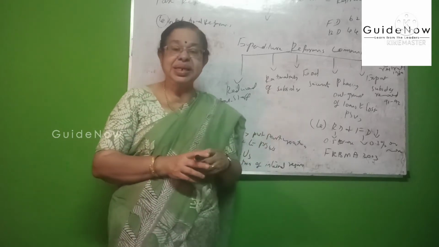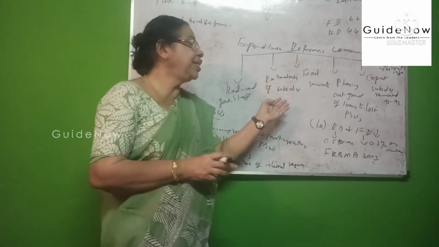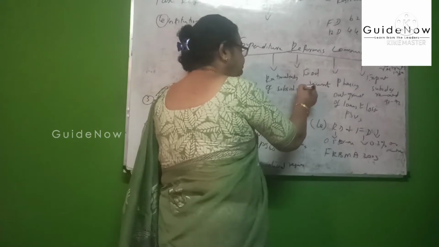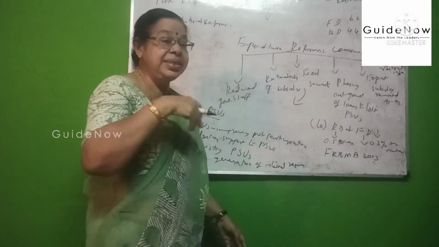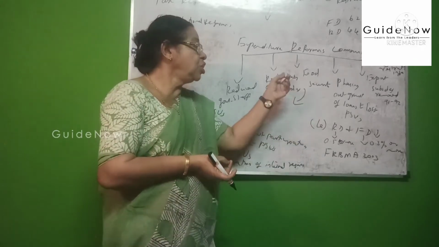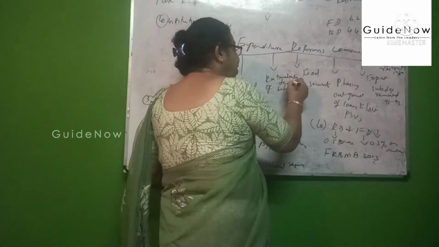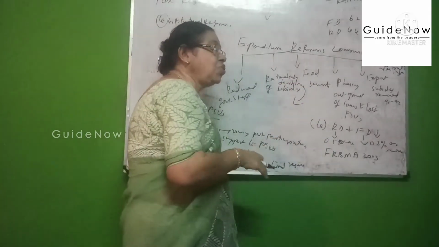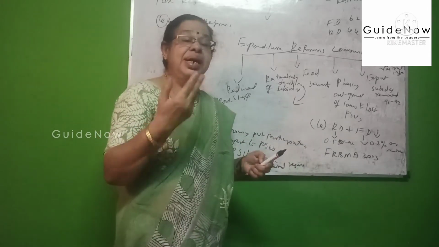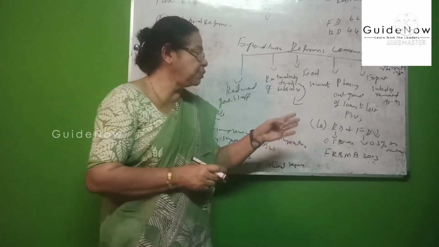And the second measure is rationalizing of subsidy, that is fertilizer subsidy. Fertilizer subsidy is increasing, and this may increase our expenditure. So the fertilizer subsidy is rationalized by reducing the subsidy rate. When the government reduces the subsidy rate, it reduces government expenditure.